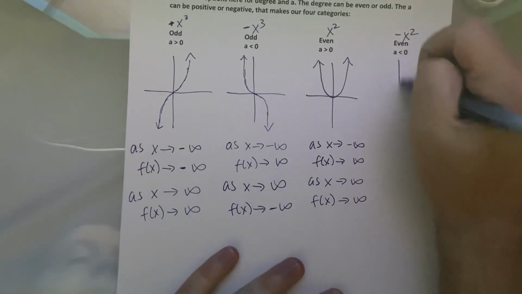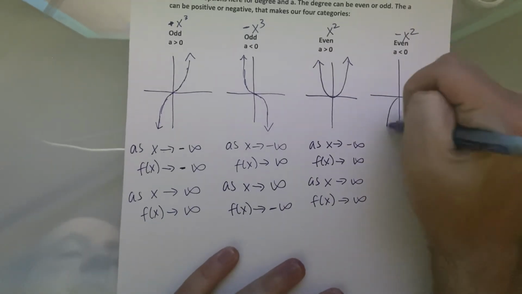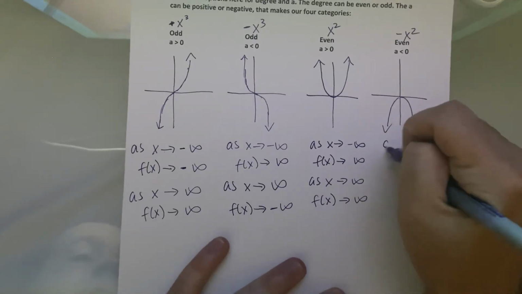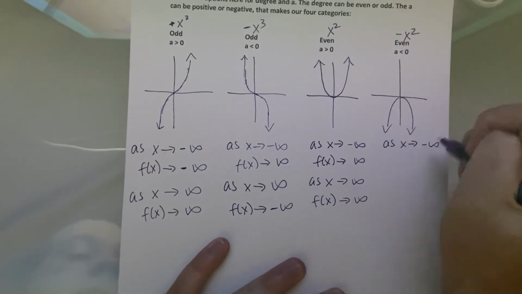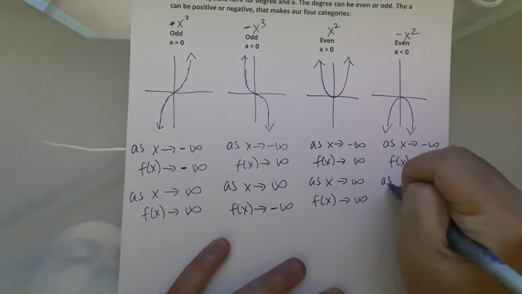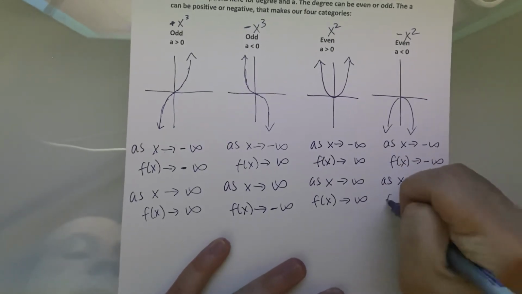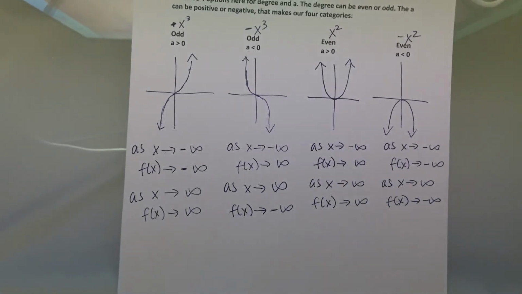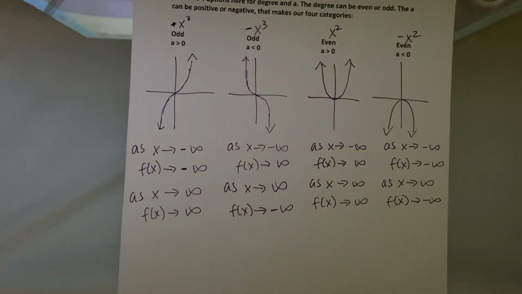So the negative x squared is the downward facing parabola. And again, it switches the y values. So as x goes to negative infinity, f of x goes to negative infinity. As x goes to positive infinity, f of x is going to negative infinity. Because again, even functions, even powers, do the same thing on both ends.